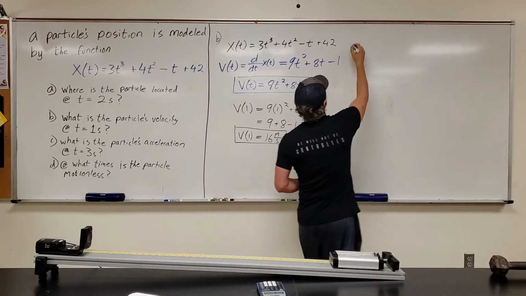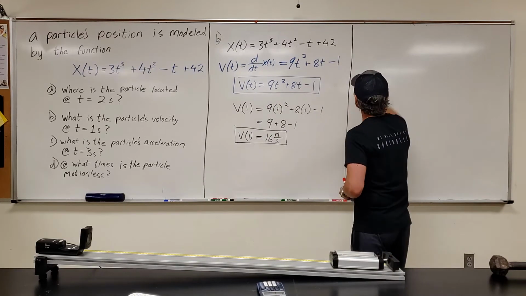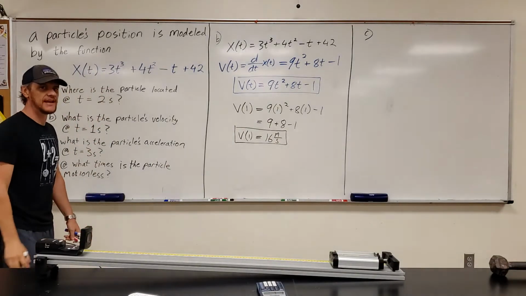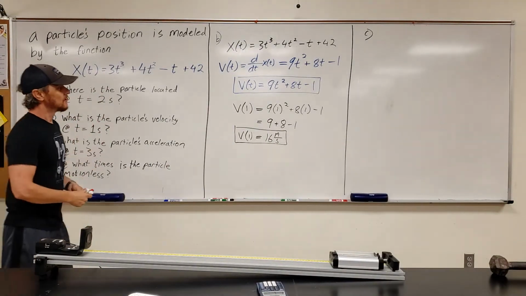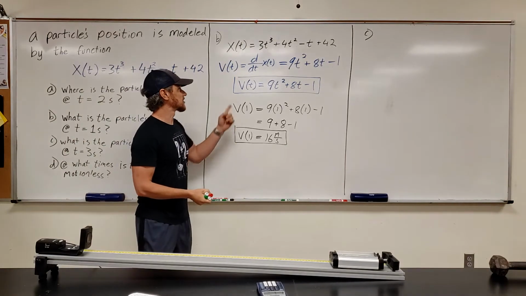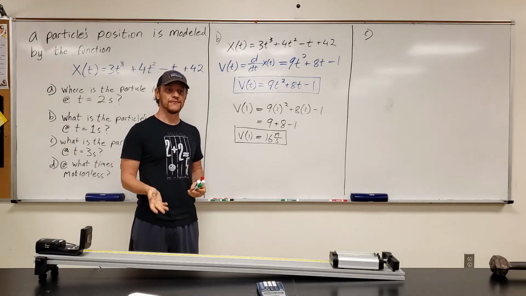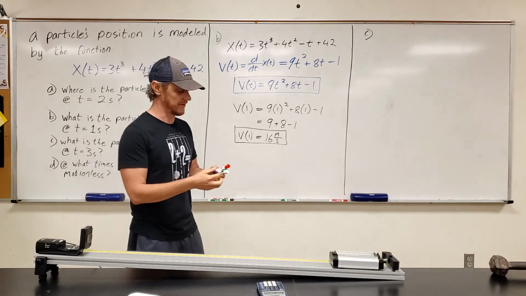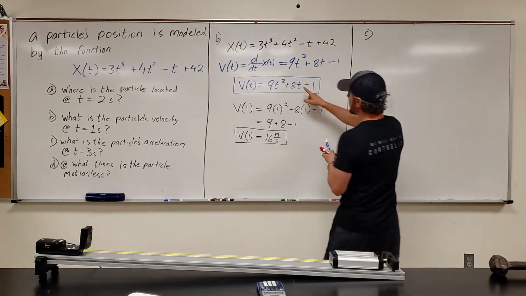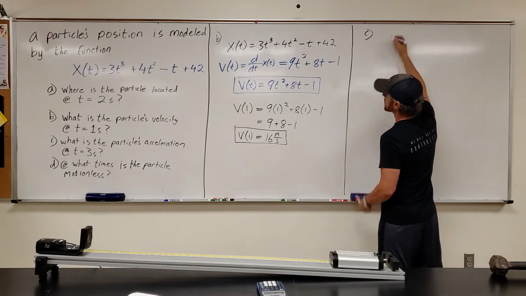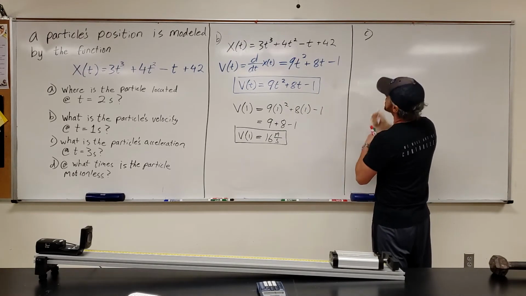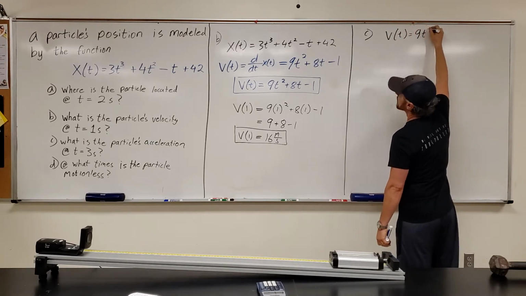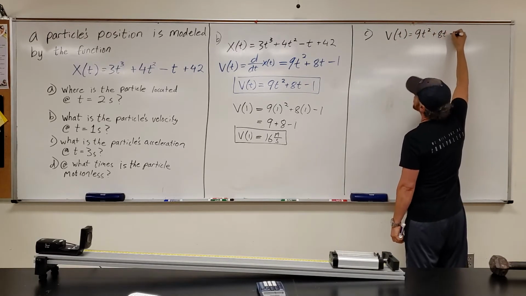So let's move on to part C. Part C says, what is the particle's acceleration at t equals 3 seconds? Well, hopefully you realize now, remember the slope on a velocity-time graph is acceleration. Therefore, the derivative of a velocity function is the object's acceleration function. And so if I have this velocity function, let me rewrite it up here. The velocity as a function of time is 9t squared plus 8t minus 1.